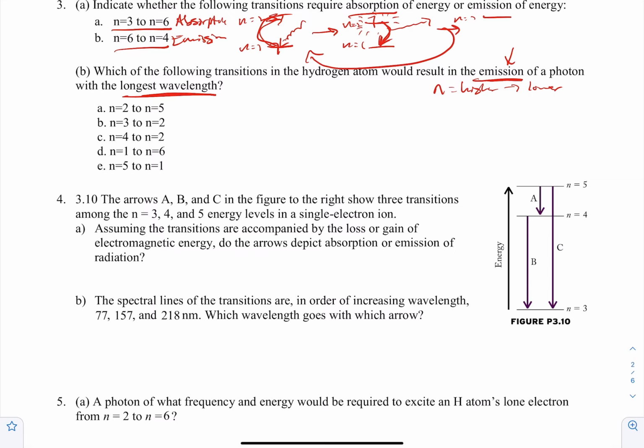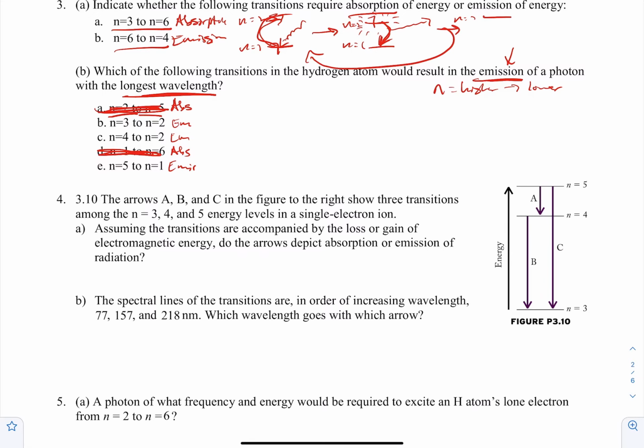So let's eliminate the ones that are absorption, right? Here we're going n equals 2 to n equals 5. That's absorption. So I'm going to say absorb and cancel it, okay, because we're talking about emission here. And 3 to 2, nope, that's emission. So I'm going to put emission. That's also emission, right? Absorption, so that's out. And then this is also emission. So it's between B, C, and E here.